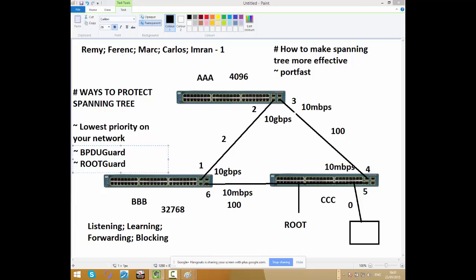And there are others like loop guard and BPDU filter and all that kind of stuff. So first thing, remember, you have to configure spanning tree. The next thing is to protect it using things like BPDU guard and root guard, so that if users plug a switch into your network, you are protected. They won't take over and become the root bridge. Then you have to tweak spanning tree using things like portfast to make it more effective. I'm not sure if that is clear.